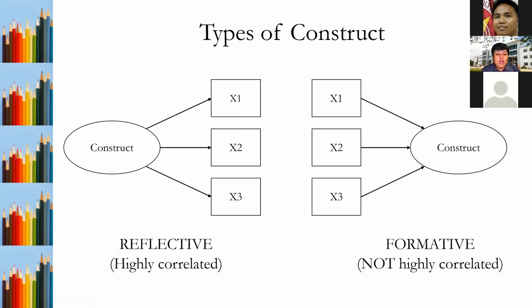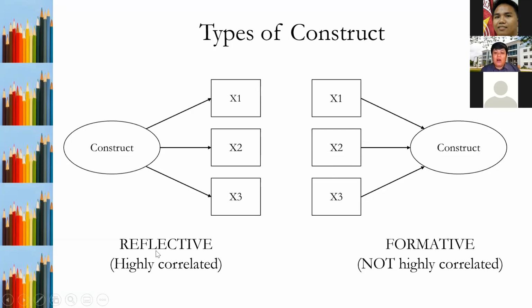Okay, so if you're going to look at it, the arrow moves towards your indicators. In a formative construct, your items, let's say again our construct here is satisfaction, then we have 3 items measuring satisfaction, but this time formatively. You will see the arrow is from the indicator going to the construct. So that's how we represent the two.